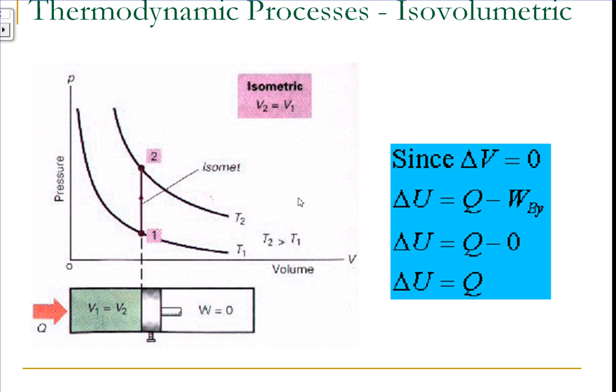Isovolumetric processes are also called isochoric. In this case, delta V is zero. Now, because delta V is zero, we know the work must be zero. Because the work is zero, we know the change in internal energy must equal the heat.